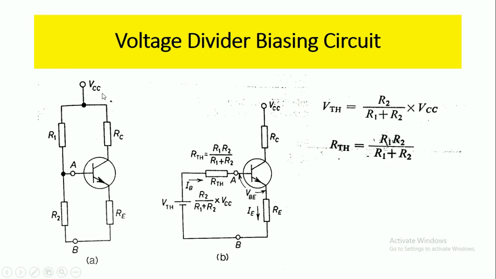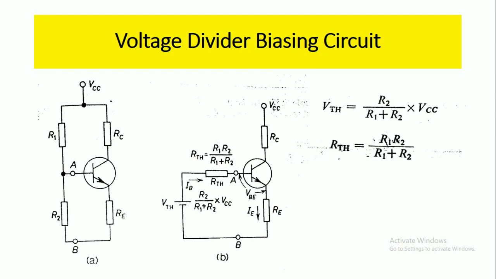The resistance RThevenin is found by reducing the battery VCC to 0. Here we make VCC 0 and calculate the equivalent resistance between the terminals A and B. When VCC is shorted, the two resistors R1 and R2 are in parallel, so we can represent RThevenin as R1 into R2 by R1 plus R2. So we got this. Now we shall analyze the circuit shown in this figure.